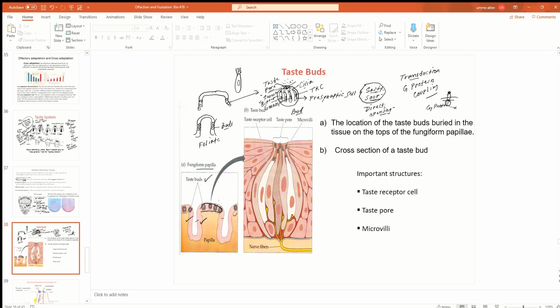Now, let me talk a little more about these taste receptor cells. So this is sweet, cilia, nucleus. Okay, so this is the sweet taste receptor cell, and then this is for sour. Sorry, this is for the bitter. Okay, so this is bitter. And another one, this is for umami.